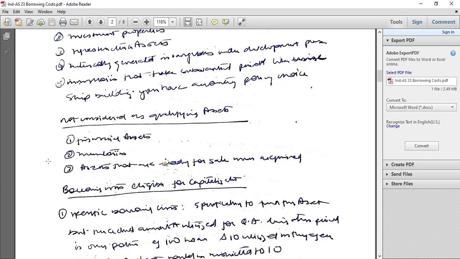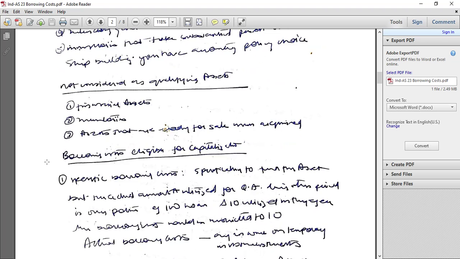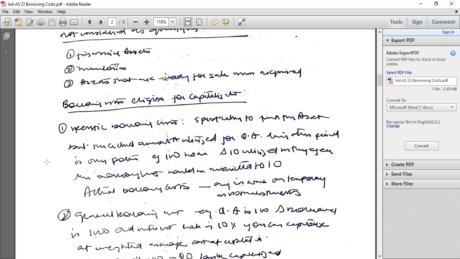Borrowing cost eligible for capitalization. For a specific borrowing, the cost is specifically to fund the asset, but the actual amount utilized for qualifying assets during the period at any point of time counts. Example: a 100 lakhs loan is taken and 10 is utilized, then borrowing cost will be restricted to the 10 amount. Actual borrowing cost minus income from temporary investments would be the amount of capitalization.